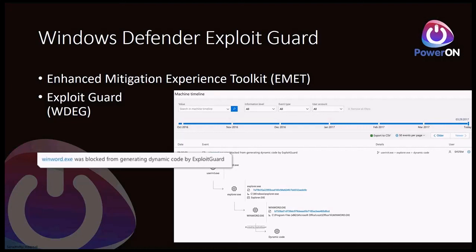This screenshot here I've actually pulled out of a test system. So from the Defender Security Center, we've got the machine timeline, and Exploit Guard has noticed that WinWord is doing something that it shouldn't, in this case generating dynamic code, so it's been blocked, thus protecting your Windows 10 environment.